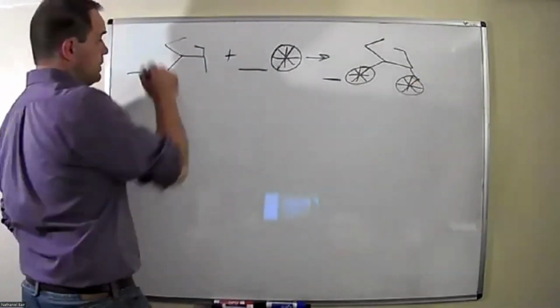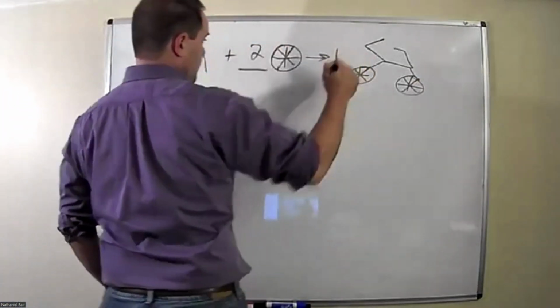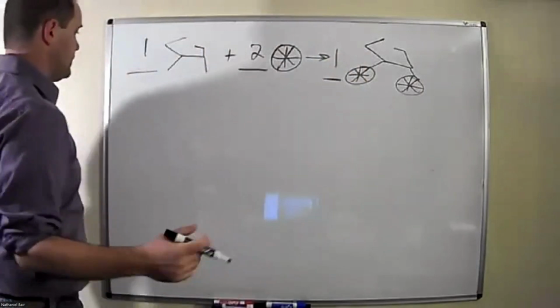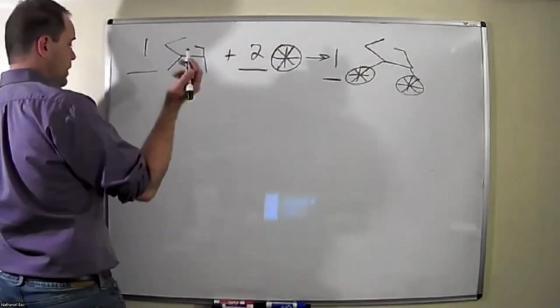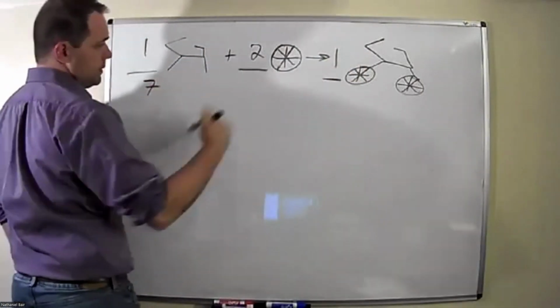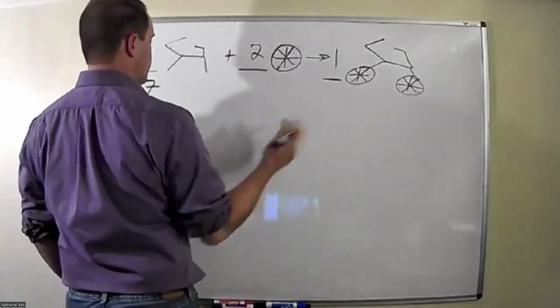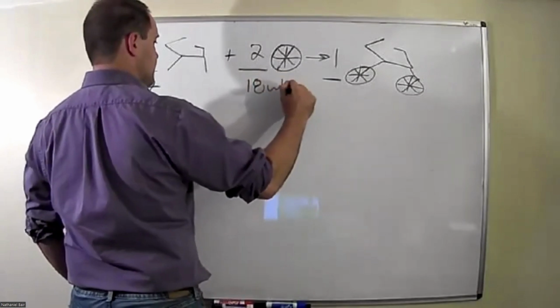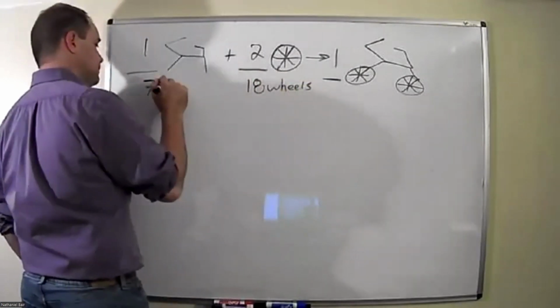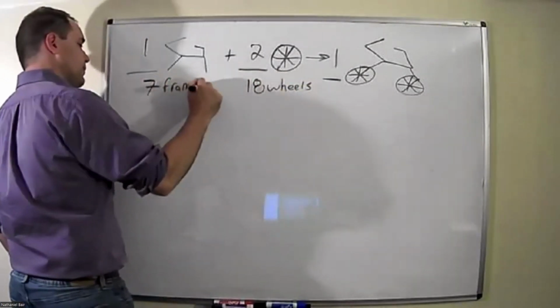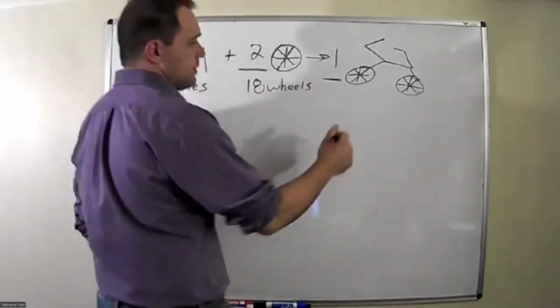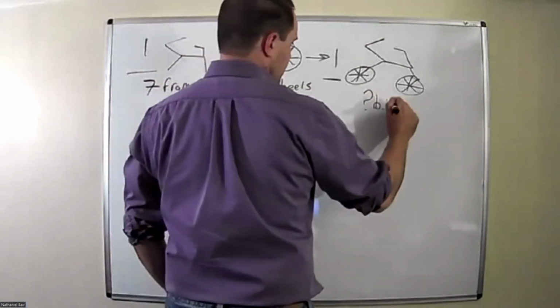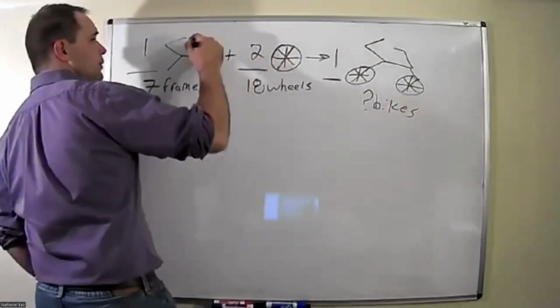So we got our bike analogy, one frame, two wheels, one bike. Love it. Okay, let's do this. Let's say we have, I don't know, 7 frames. Let's say we have, I don't know, 18 wheels. First question, I want to know how many bikes can we make? So that's a limiting reactant problem.